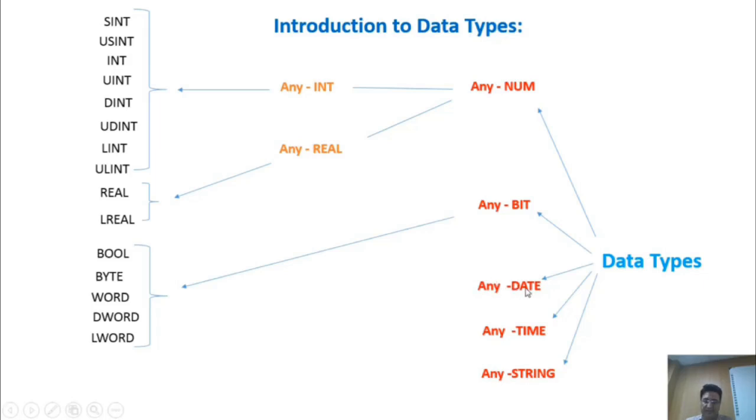Alright, the next data type is AnyDate, which itself is divided into three parts: date, date and time of day, which all relate to calendar dates. Date and time show us both the date and the time, while time of day only shows us the time.